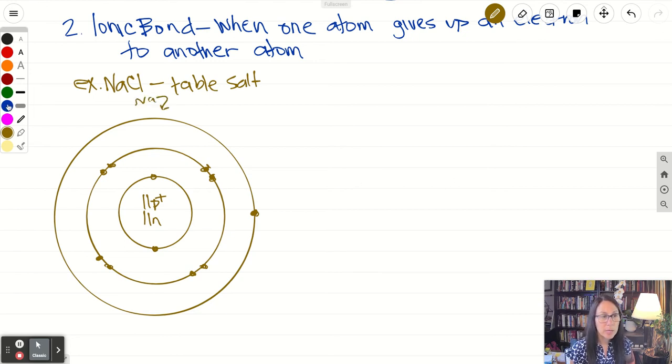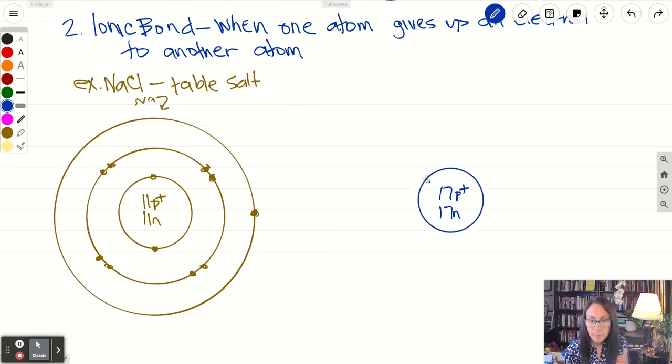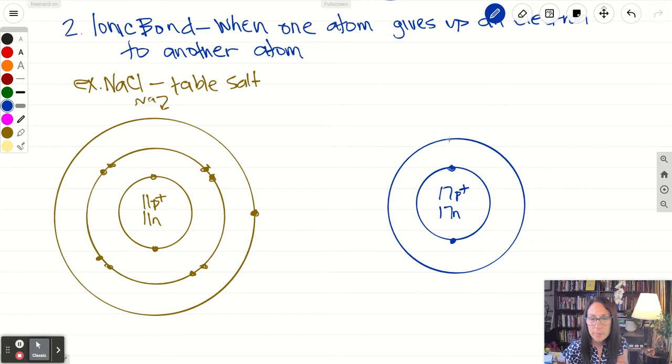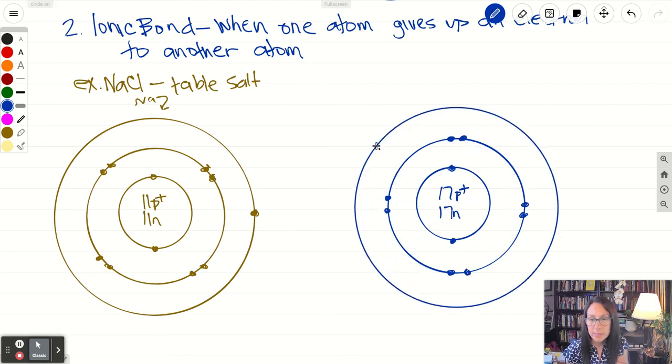Okay. So let me draw chlorine. I'm going to draw that in blue. Chlorine is number 17. So it has 17 protons in the nucleus, 17 neutrons in the nucleus. And then I'm going to draw its first shell. And so the first shell always has up to 2 electrons. I'm going to draw a second shell. And this is going to have 8 electrons, which is going to bring it up to 10. And then it's going to have a third shell. And the third shell is going to have 7 electrons.